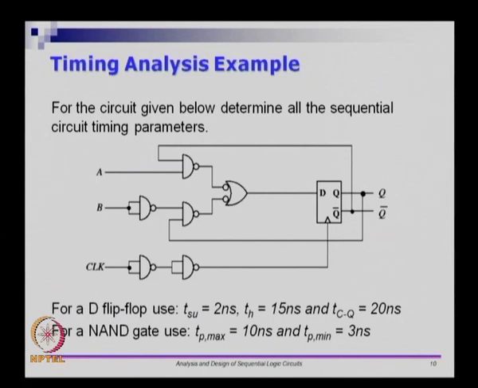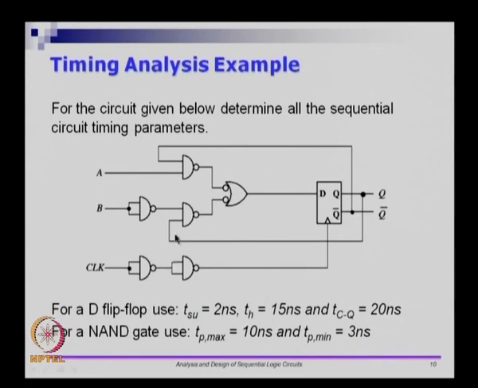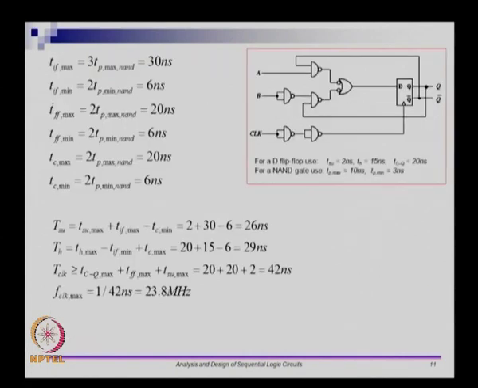Let us do a small example. We have a circuit; let us not worry about what the circuit does. There are two external inputs A and B, and an external input called clock. We want to do the timing analysis of this circuit and look at various timing parameters like TSU, TH, the frequency at which it can run, and so on. The same circuit is given here.